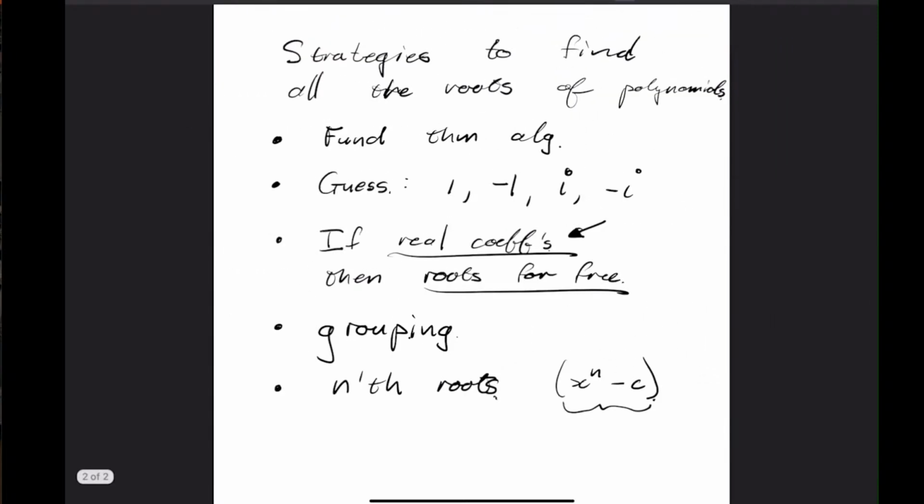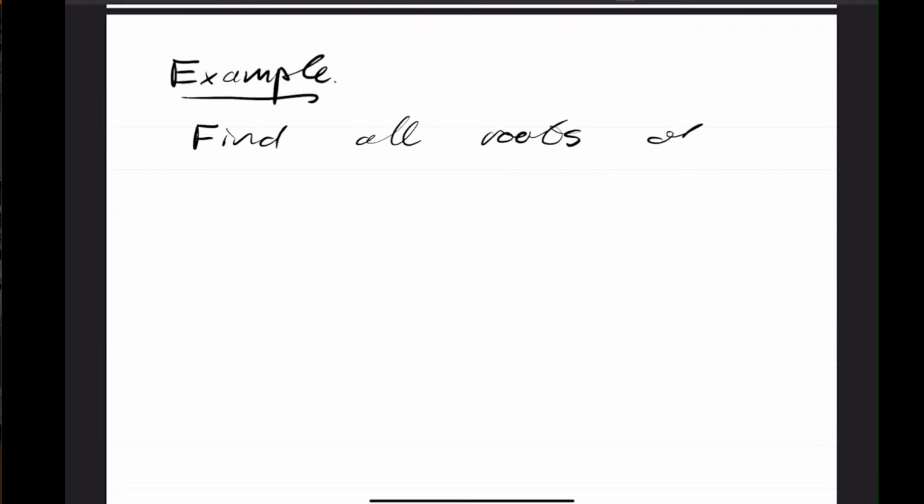Okay, so here we have the strategies that we could use to factor polynomials, or equivalently to find the roots of polynomials. Let's jump in immediately and get our hands dirty. Let's take a look at an example. Find all the roots of the following polynomial. f(x) = x^4 - x^3 - 5x^2 - x - 6.